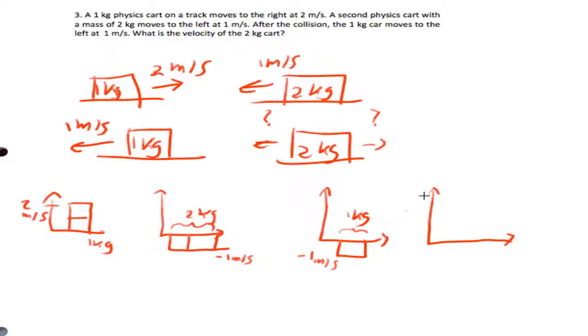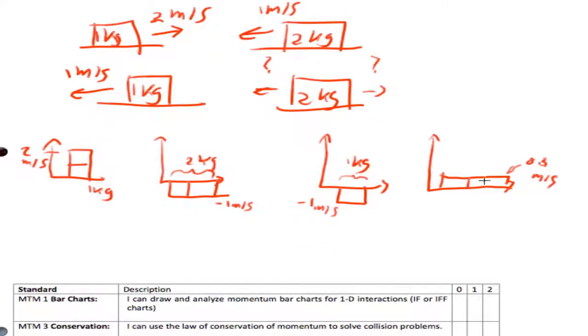So when I actually add up this area, this is 2 times -1, this is 1 times +2. So we end up getting a total area of 0, so I need my total area here to be 0. So what that means is that my 2 kilogram cart is probably going to end up going 0.5 meters per second when I conserve the area. Now, again, if you're not sure how that plays out, let's do the math.